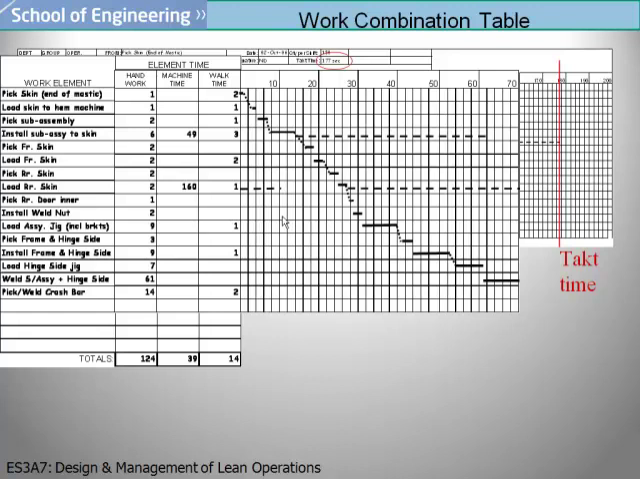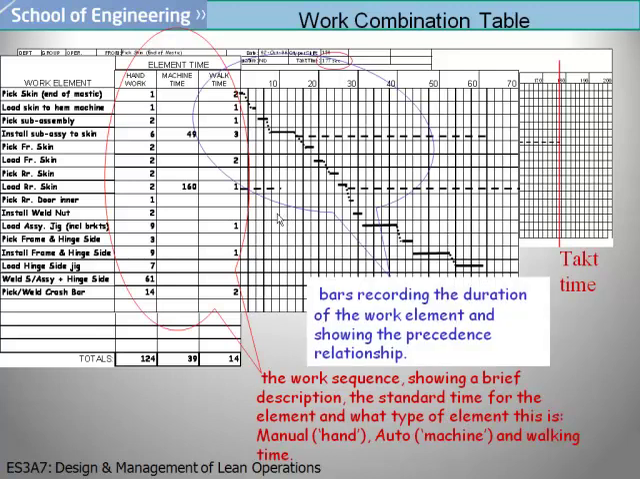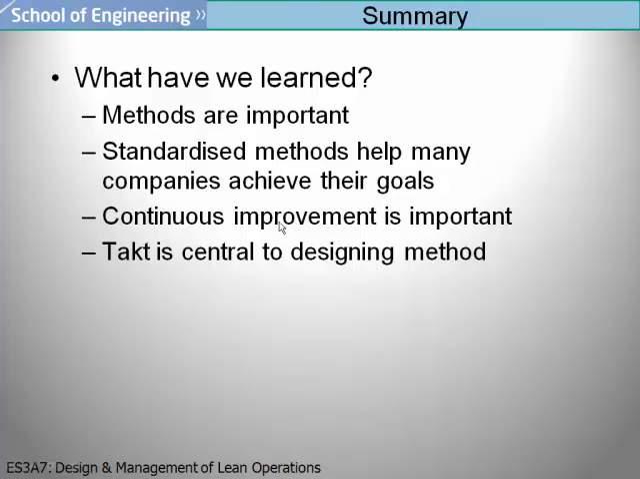So that's a work combination table. It provides us with a visibility of the sequence of work, the separation between manual and machine work, and the wasted time in walking. It's necessary because we perhaps haven't been able to lay the equipment out perfectly, and besides, equipment takes up space and it's inevitable that there will be some need for movement, but we want to minimize that where possible. And so we've got these bars recording the duration, and we can see at a glance how much of the tact time we're using.